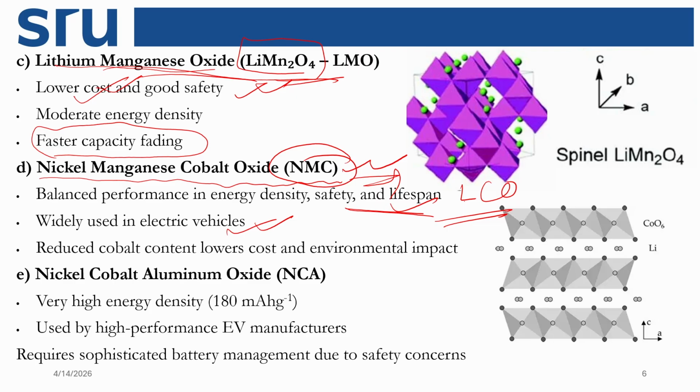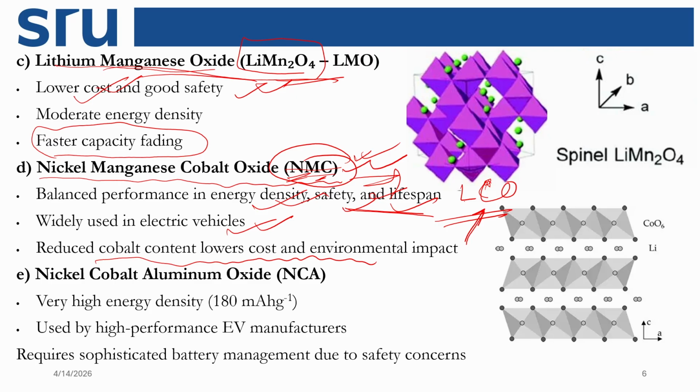In LCO, the total content was cobalt. If we replace some amount of the cobalt with nickel and manganese, then we call the compound nickel manganese cobalt oxide. As we are replacing the cobalt, its cost is reduced. At the same time, energy density is also good, safety-wise also good, and lifespan is also good. So we are reducing the cobalt amount, so the cost is also reduced.